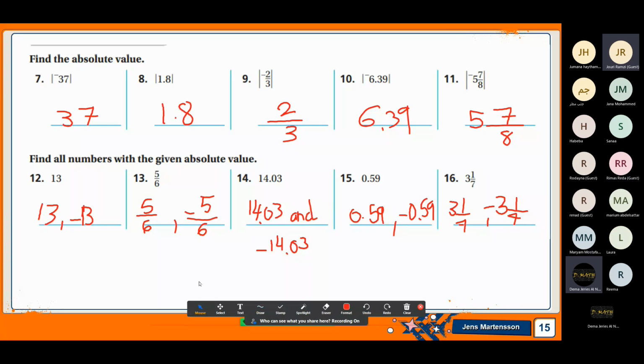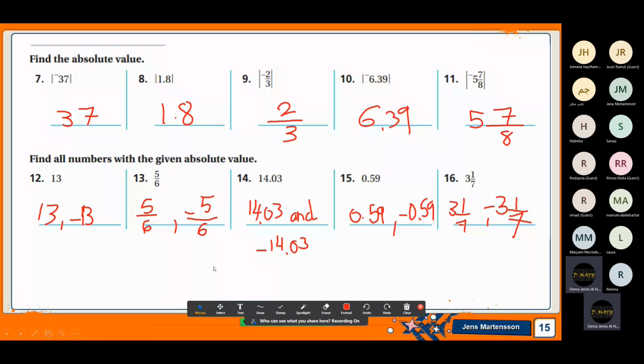Teacher, can I ask you a question? Yes. If we had a question like this, find all numbers with the given absolute value, if we had 0, what will be the answer? We will put 0. 0 only. But teacher, you wrote it negative 1 over 4, not negative 1 over 7. No, this is 7, but the strokes are stuck to each other. Yeah, but it looks like a 4.